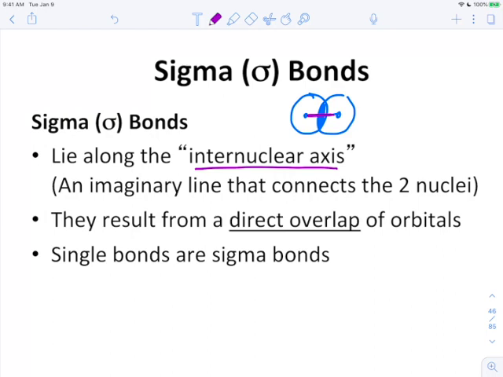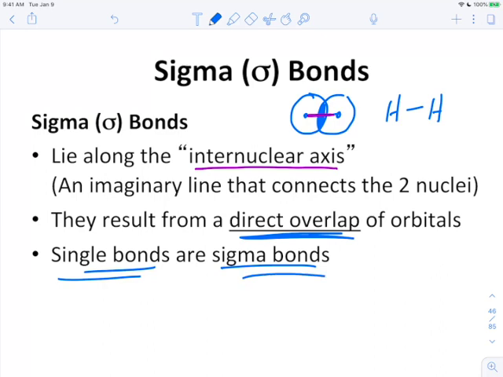That is the internuclear axis. I think that's a very confusing word, so I'm going to promise you I'm never going to put that as a vocab word on a test. But in case you see it further on in your chemistry or other science careers, internuclear axis is just right between the nuclei. And that's actually why we draw our bonds like so. We're actually drawing that internuclear axis. So it's an imaginary line that connects the 2 nuclei. So they result from that direct overlap of orbitals. So all single bonds are sigma bonds.